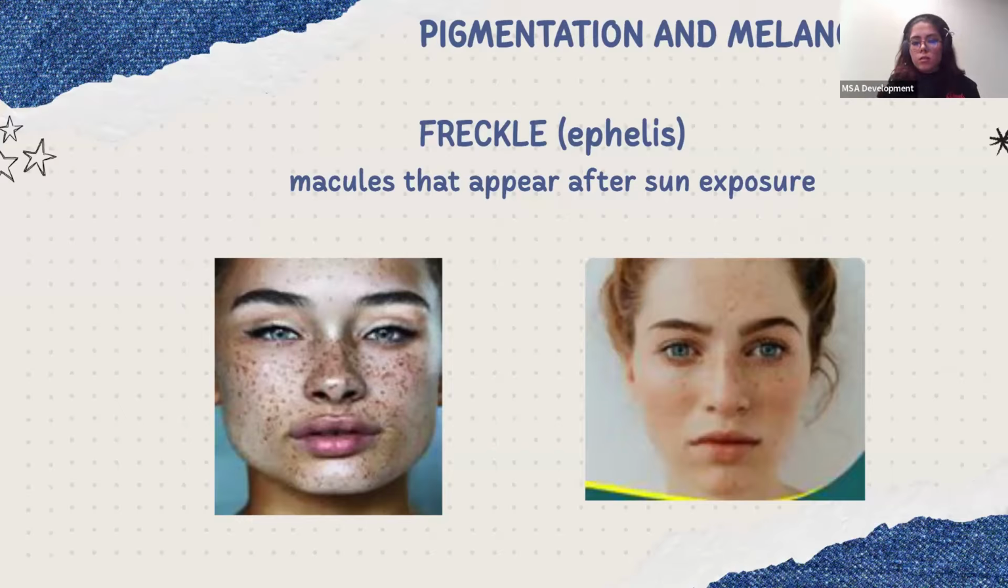First thing is a freckle. If you've seen someone who's very pale or Northern Europeans or Scottish people, they tend to have freckles. It's just macules that appear darker after sun exposure. There's not much to it. This is what a freckle looks like.